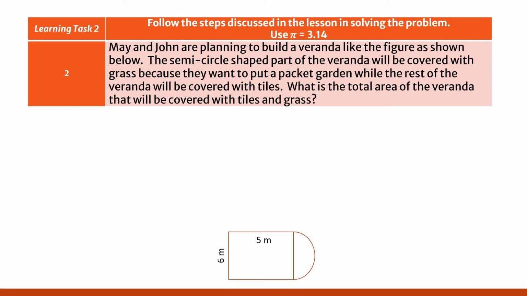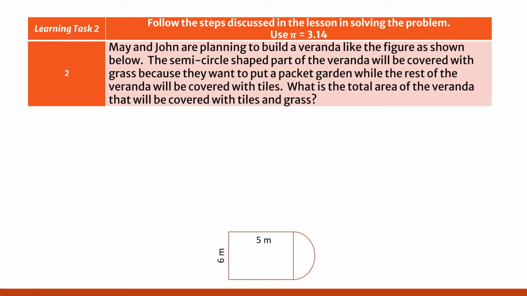Problem number 2. May and Jan are planning to build a veranda like the figure shown below. The semicircle-shaped part of the veranda will be covered with grass because they want to put a pocket garden, while the rest of the veranda will be covered with tiles. What is the total area of the veranda that will be covered with tiles and grass?